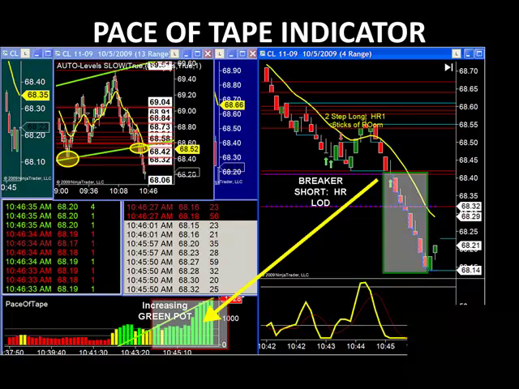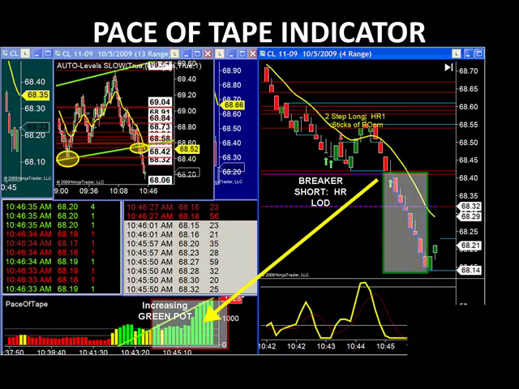As you know, we have a rule in place when it comes to taking a short trade into a low of the day, or a long trade into the high of the day. We look for increasing green pace of the tape. So in order to take a breaker short in this case, we're looking for increasing green pace. We called it high risk, and I want you to see exactly why this price action is moving and what ties it all together here.